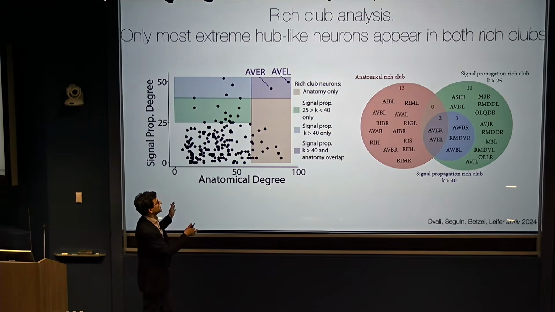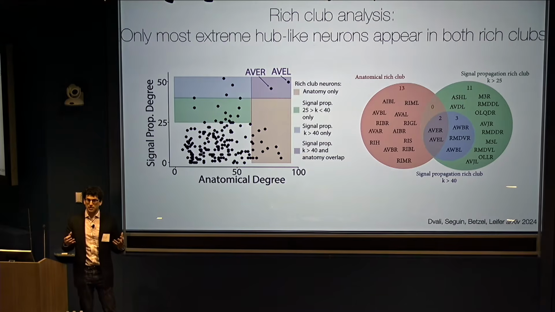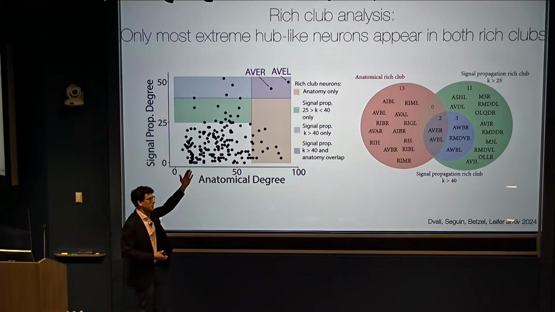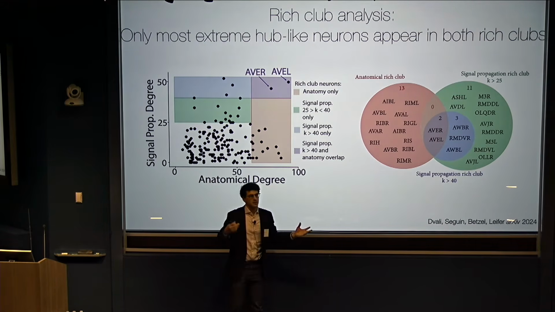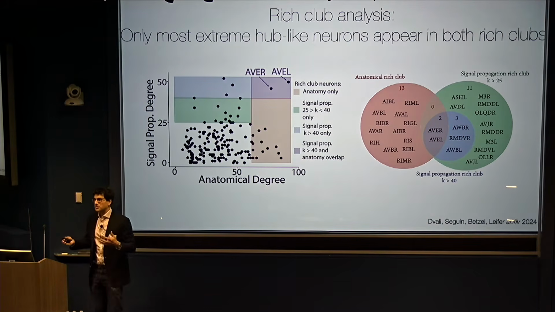I'll just give you one other example, which is a very common connectomics analysis to do: to look for rich clubs, look for hub-like neurons. And again, the most extreme hub-like neuron, this pair of neurons, AVEL and AVER, shows up as a hub in both the connectome and the signal propagation atlas. But the other list of hub neurons do not overlap.